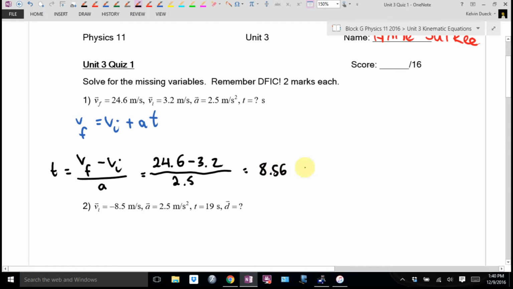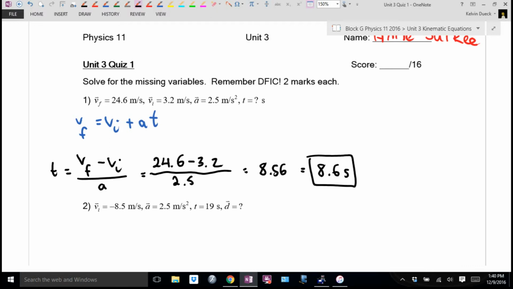units times seconds. Now, by the way, technically, how many sig figs should I go to in this question? So I'm going to go 8.6. If you said 8.56, that's fine. If you said 8.6 or 8.56 and seconds, you get 2 out of 2. If you forgot the units or you have the wrong units, I take a half mark off.